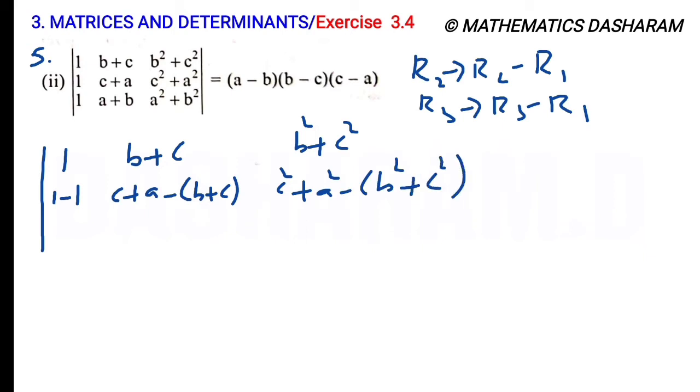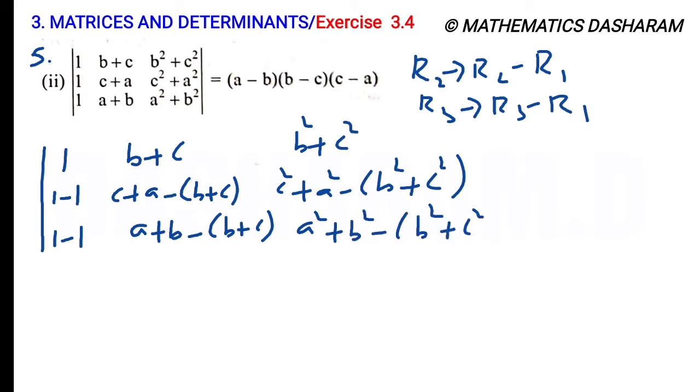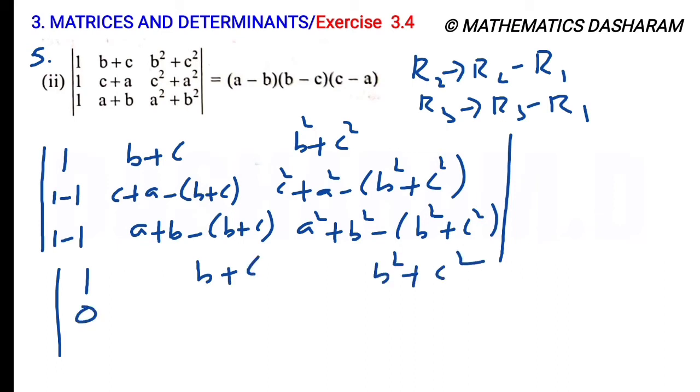Next, R3 replace with R3 minus R1. So 1 minus 1, A plus B minus bracket of B plus C. Next, A square plus B square minus bracket of B square plus C square. So it is equal to 1, B plus C, B square plus C square. 1 minus 1 is 0. Here C plus A minus B minus C, remove the bracket, and here also remove the bracket, C square plus A square minus B square minus C square.